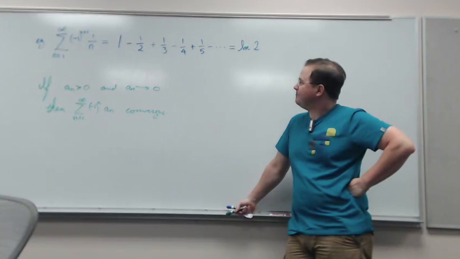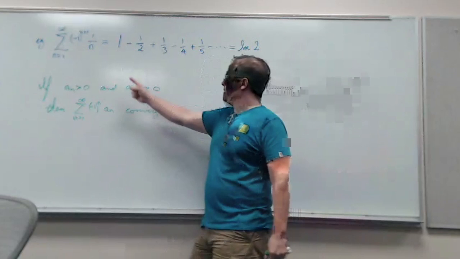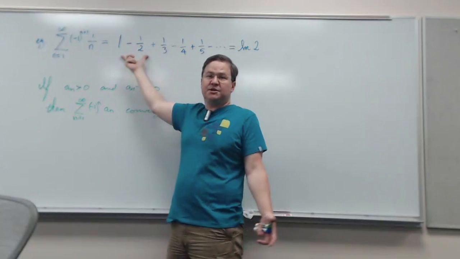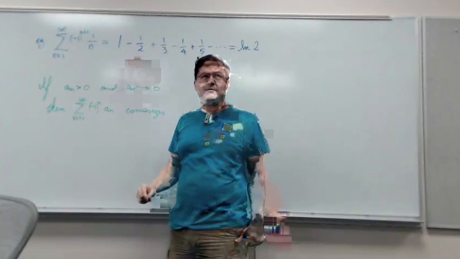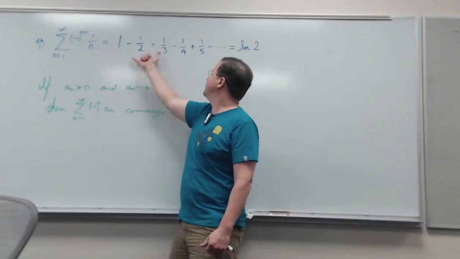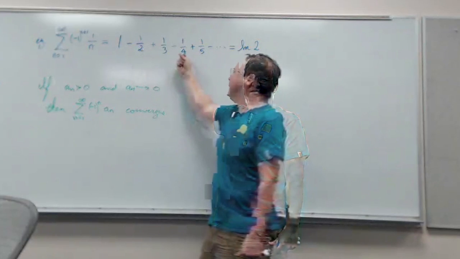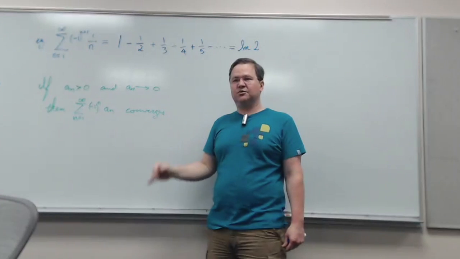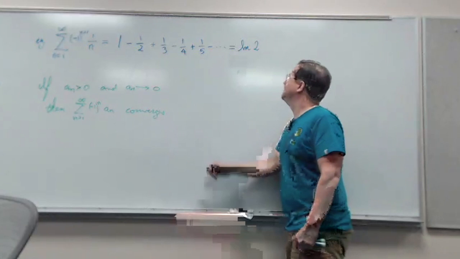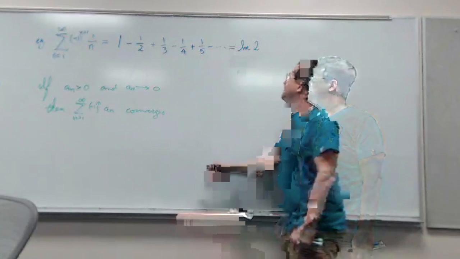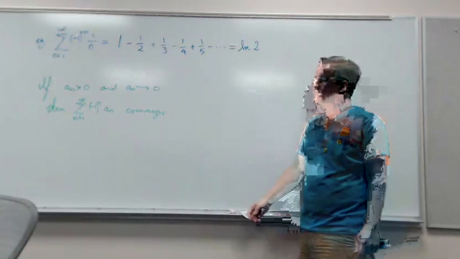It is kind of curious because notice that 1 is a rational number. If you subtract 1/2 from 1, you get 1/2, which is also a rational number. If you add 1/3 to 1/2, you get 5/6, which is also rational. If you take 5/6 minus 1/4, you get something that's rational. The sequence of partial sums is consistently rational numbers, but it's a sequence of rational numbers getting closer and closer to an irrational number, right? That's pretty crazy.